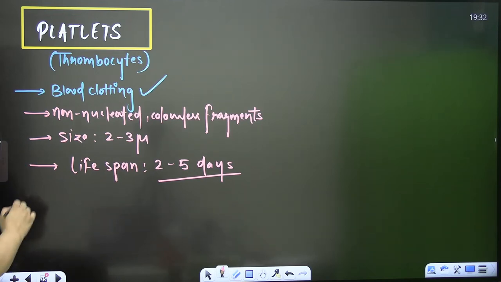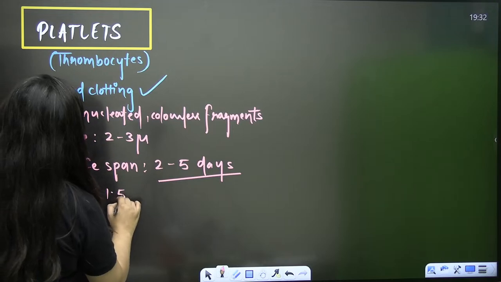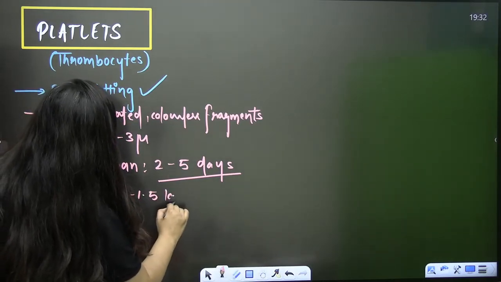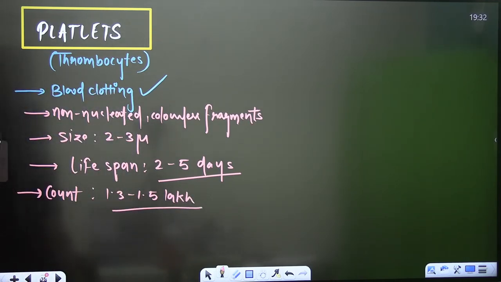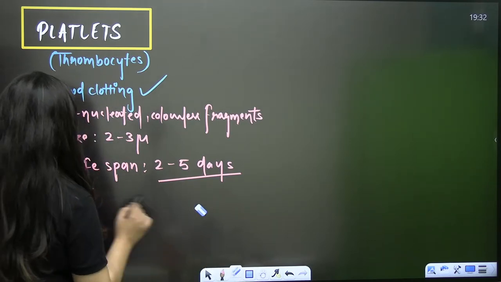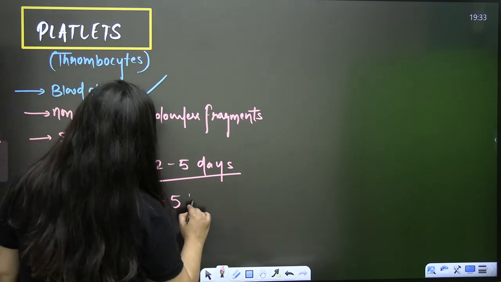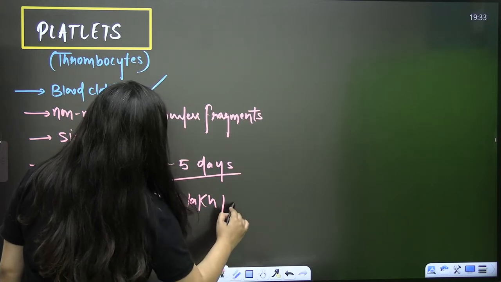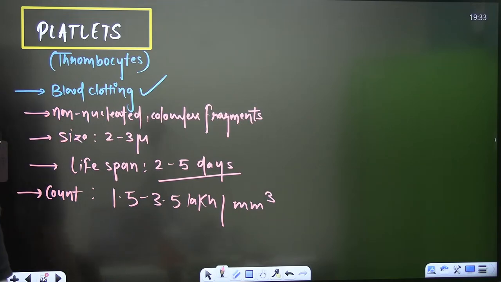If you talk about their count, it is about 1.5 to 3.5 lakh per cubic mm, right? Per cubic mm. Done? So this is about the platelets.